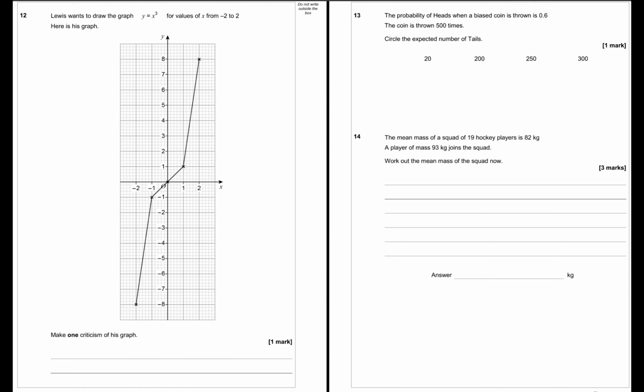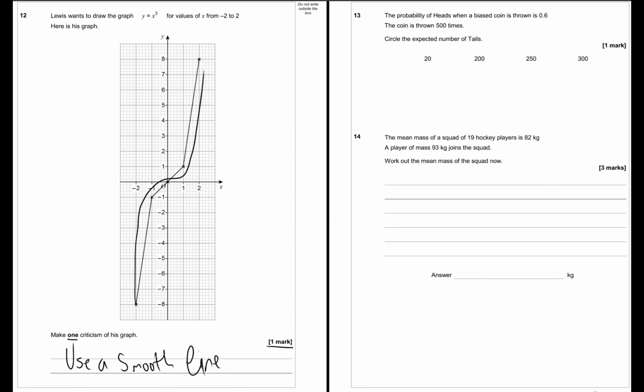Okay, 12. Lewis wants to draw the graph y equals x cubed for values of x from minus 2 to 2. Here is his graph. Make one criticism of his graph. Okay, Lewis, we're going to keep this civil and just give you one criticism like it wants. You've plotted these points, but you've plotted them with a straight line. So perhaps you should use a smooth line to join them. That's our one criticism: use a smooth line.